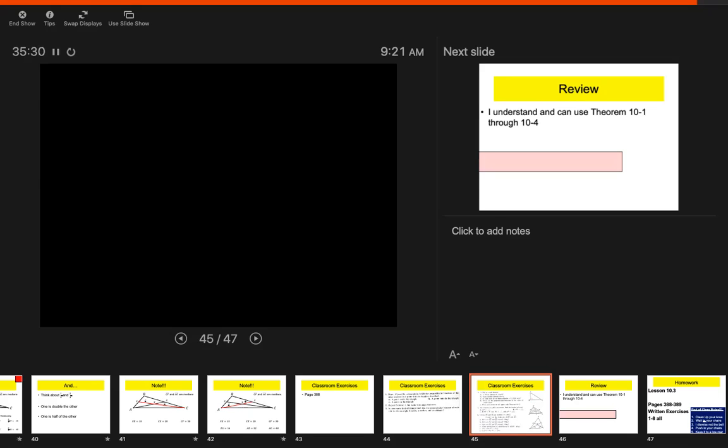You're just reinforcing the fact that for obtuse triangles, the orthocenter happens outside of the triangle. If it's a right triangle, the orthocenter happens on the triangle. If it's acute, the orthocenter is on the inside. Like I said, we get nothing from the orthocenter. It's just neat.